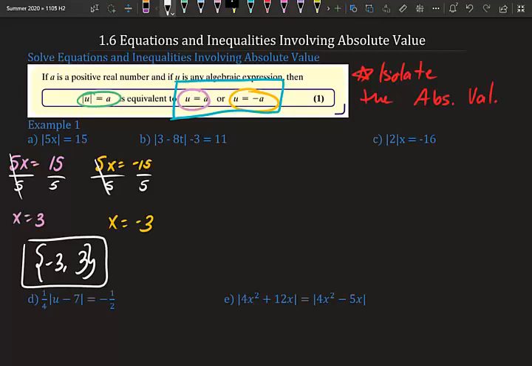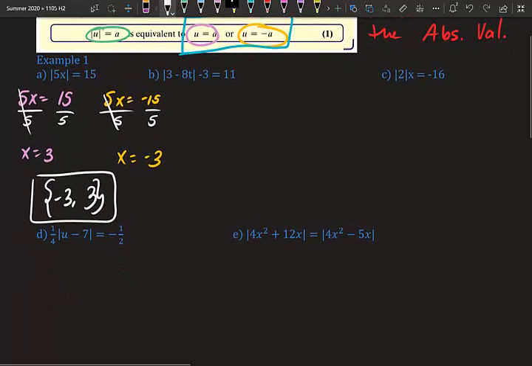And because we have multiple solutions, we need to write a solution set. That's why we put the little braces or squigglies. Plug it back in your head, it doesn't hurt to try. So 5 times negative 3, that's negative 15. Absolute value of negative 15 is 15. Awesome. If we plug in 3 here, 5 times 3 is 15. Absolute value of 15 is 15. Awesome. You should always mentally check your work, make sure it makes sense before you continue on.